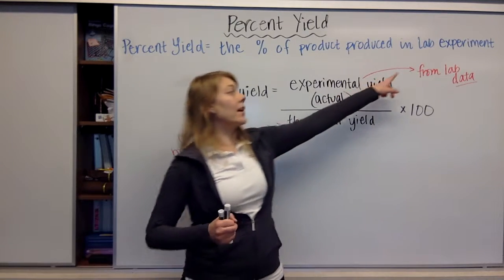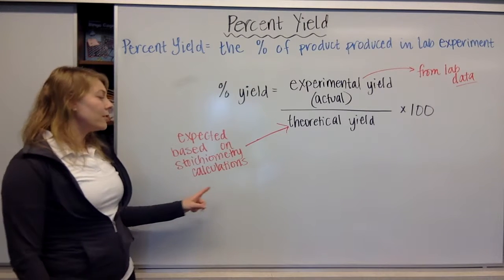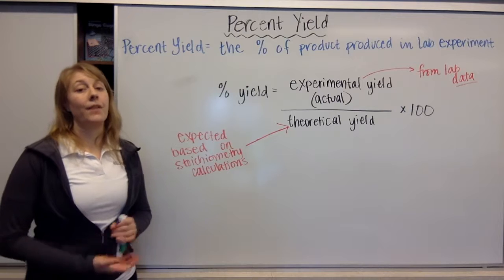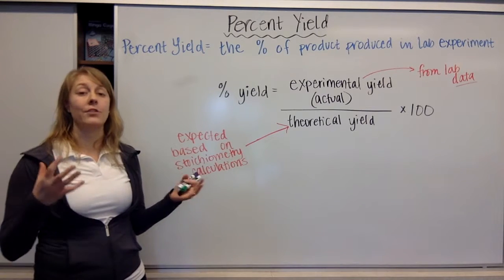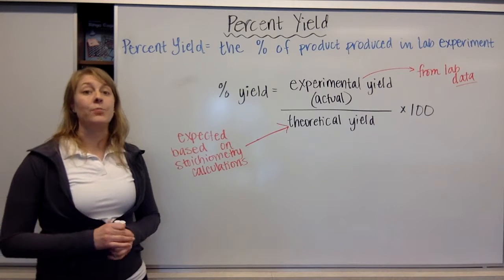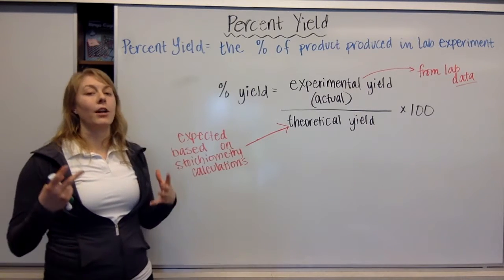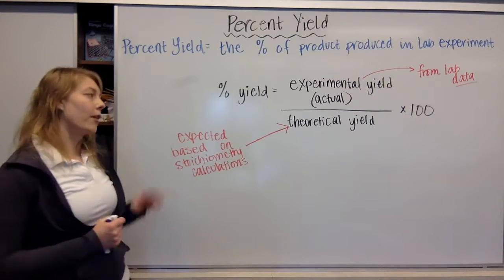So the experimental yield comes from lab data, right, what we actually got in lab. The theoretical yield is what we're expected to get based on stoichiometry, okay? So when we do the math, we know how much reactant we're starting with, or how much of each reactant we're starting with. When we do the math, we can figure out how much product we should form. That's the theoretical yield. How much product should we form compared to what did we actually form, okay?